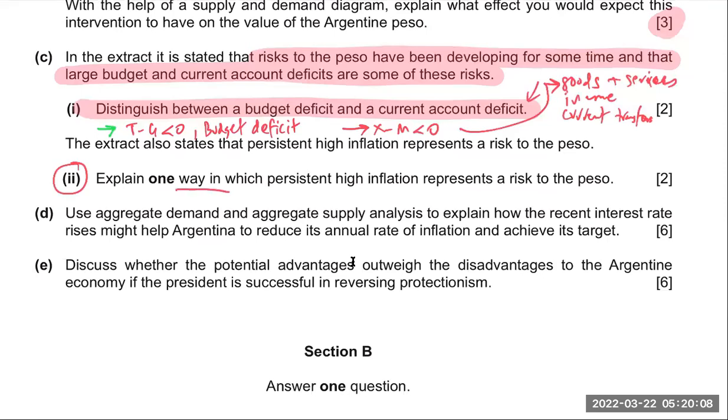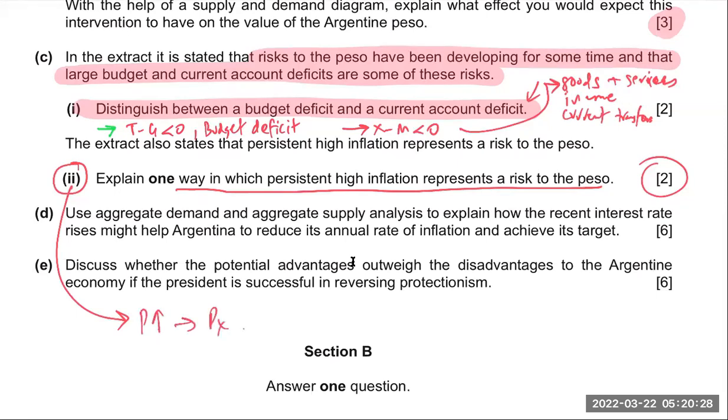Explain one way in which a persistent high inflation represents a risk to the peso. This is something which we've done earlier as well. Now this is for 2 marks, guys. So understand 2 marks would mean we need to talk about one way. Okay, so we know this: if inflation goes up, exports become expensive, imports become cheaper. And we said this, that your inflation goes up, exports become expensive, imports become relatively cheaper, right?